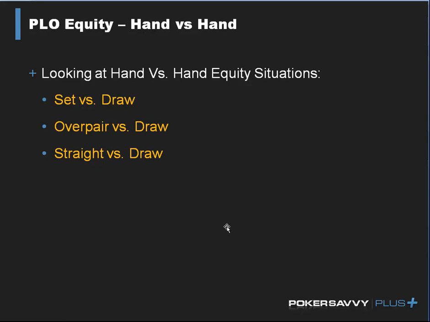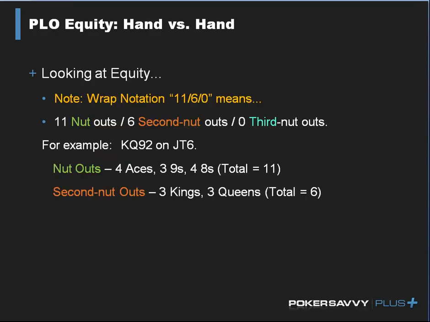So I've chosen these three, in particular the first two, set versus draw, overpair versus draw, and then there's a handful of straight versus draw matchups as well. But that's the main set of hand versus hand matchups we're going to look at, and because the charts that we're going to look at with the different equities listed are a little bit too tricky to put into PowerPoint, we're going to be looking at a spreadsheet that is also going to be downloadable in the thread, I believe, on this video.